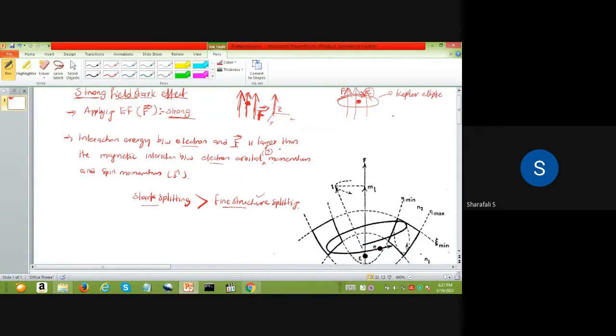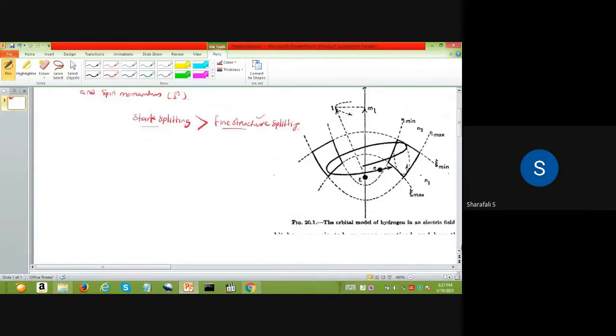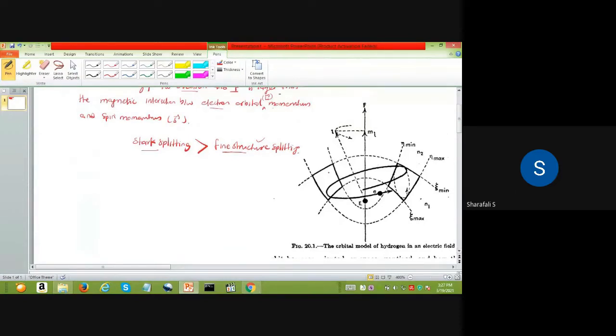Let's consider this figure. Here we have the electron revolving around the nucleus. This is your nucleus, and you are applying the field in this direction. This is your F, and it is in the Z direction.